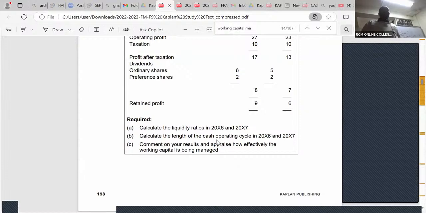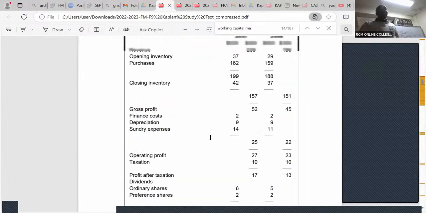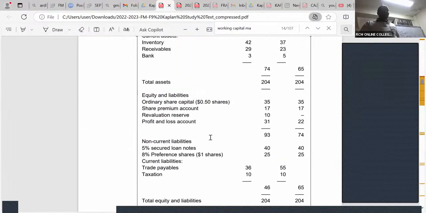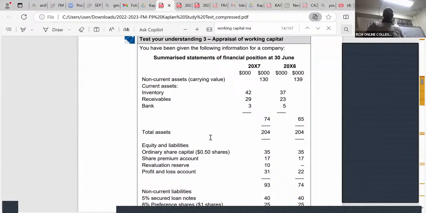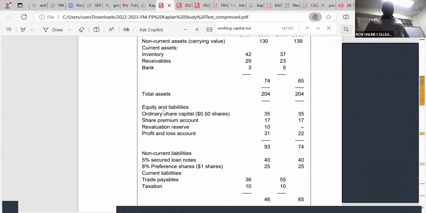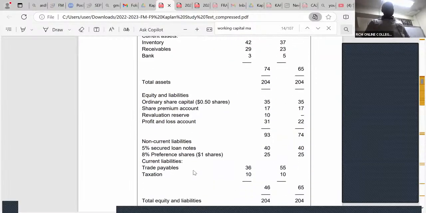So under calculating the length of the cash operating cycle, you basically come to your balance sheet and look at your current assets. Like now, you'll need inventory days and receivable days. You can't talk of bank days because you're getting the cash operating cycle, so cash and bank will be left out. So you have to be very bright. You come to the other elements, you can see we have trade payables, so you give us the trade payable days.